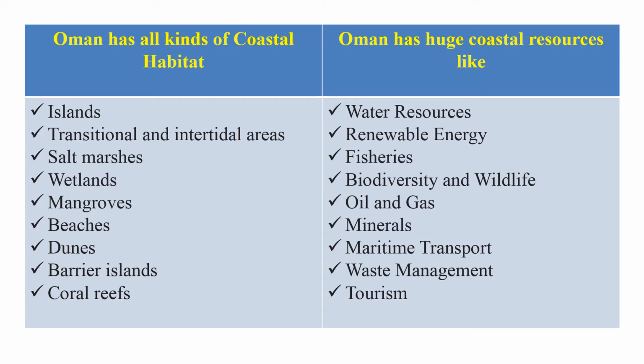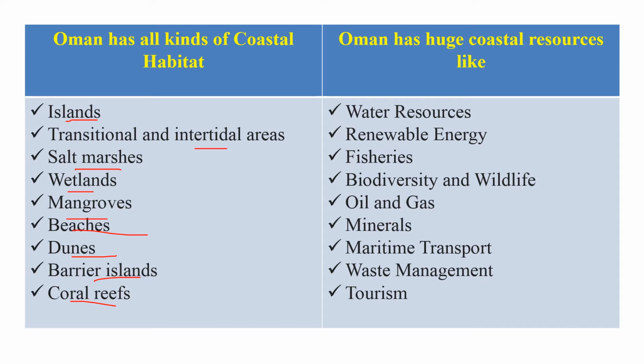Now, if we look at the different coastal habitats present on the Oman coast, that is the island system. There are lots of island systems in Oman. The intertidal areas, the salt marshes, wetlands and mangroves. I have already talked about wetlands and mangroves, and the beaches. There are long, beautiful beaches you can find on the Oman coast. The sand dunes, the barrier islands, and coral reef. Coral reef is the most popular and most important marine ecosystem on the Oman coast.